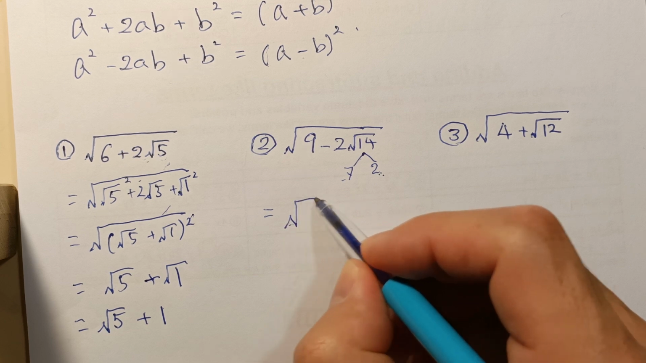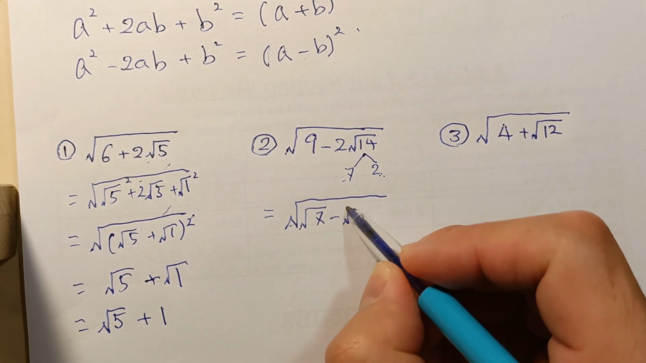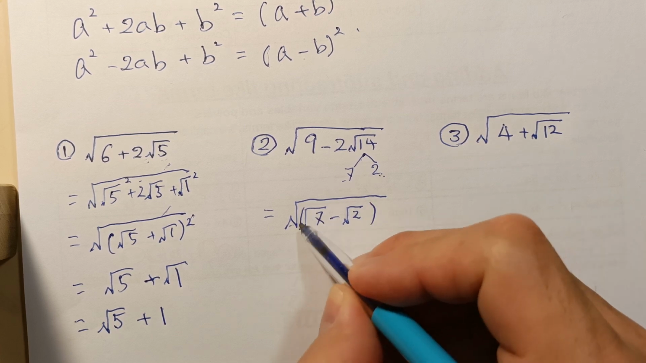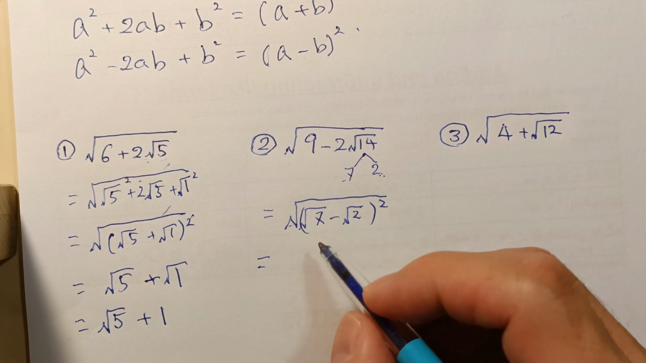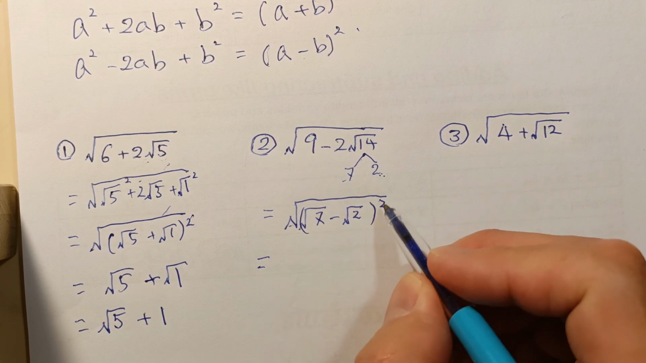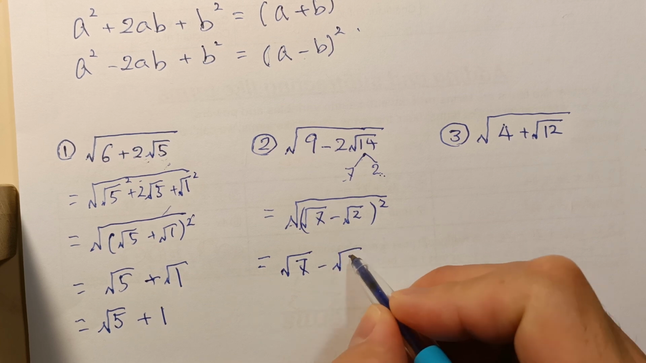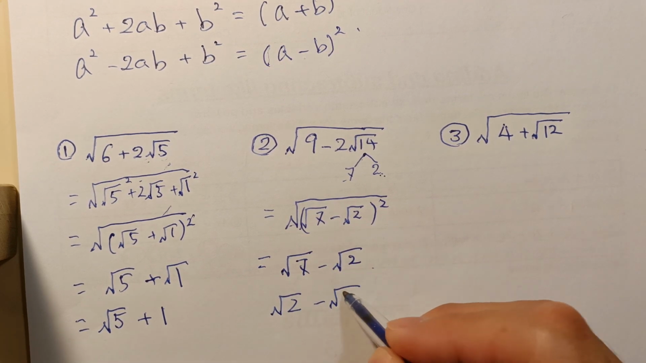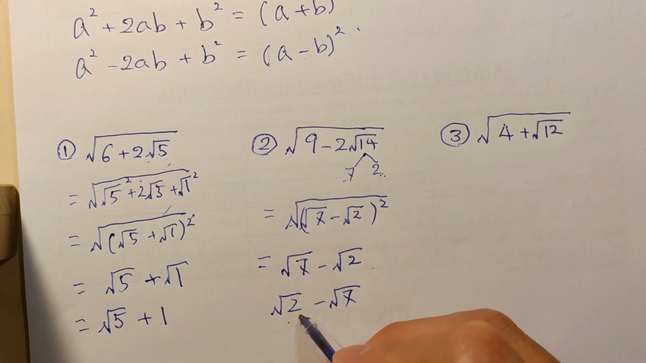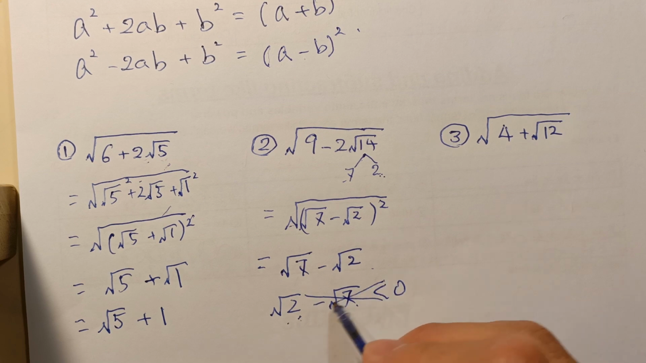I can write like this straight away. Square root 7, take away square root 2, bracket, and then square. And then get rid of square root, and then squared at the same time. The answer is this one. Do not write this way, right? Because this one is smaller than this one, so this one is going to be negative, so this one is not valid.